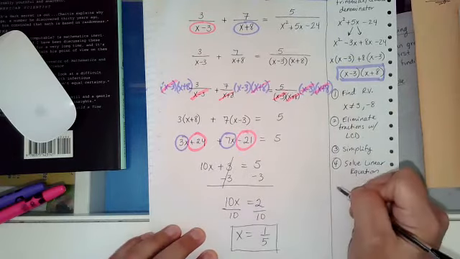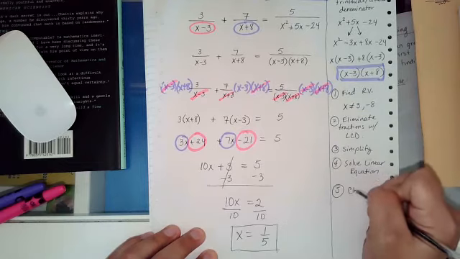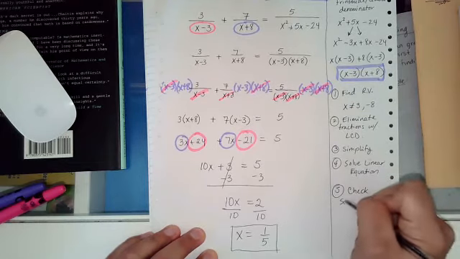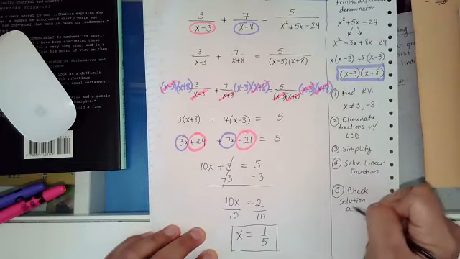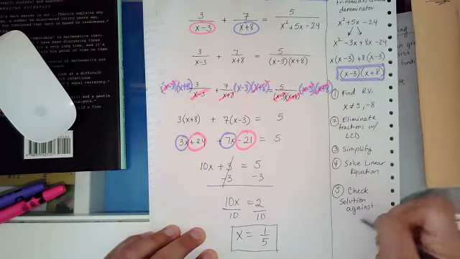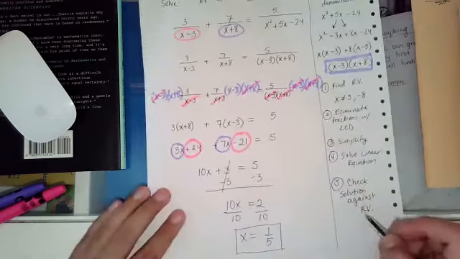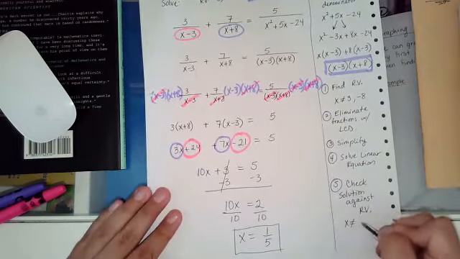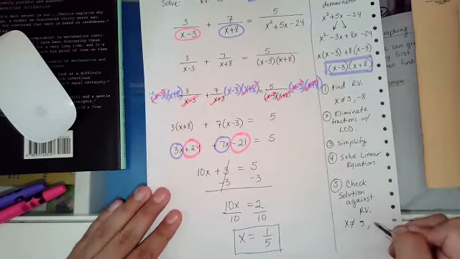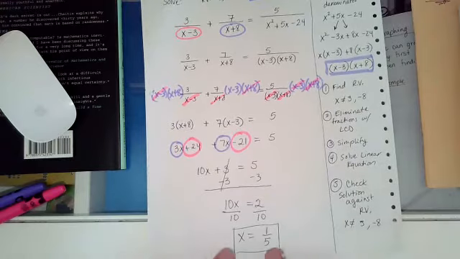The last step is to check your solution and compare it against the restricted values. But since our restricted values are 3 and -8, so x cannot be 3 or -8, then this solution is good.